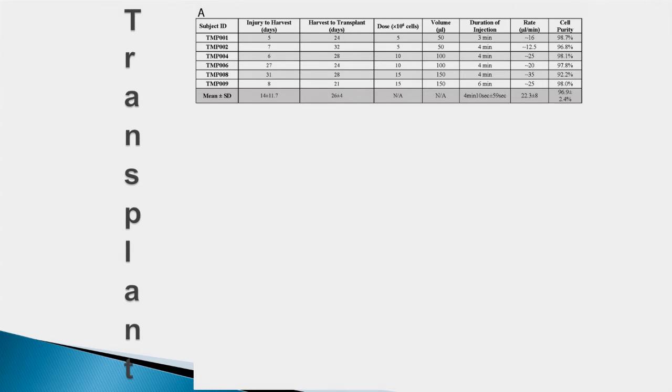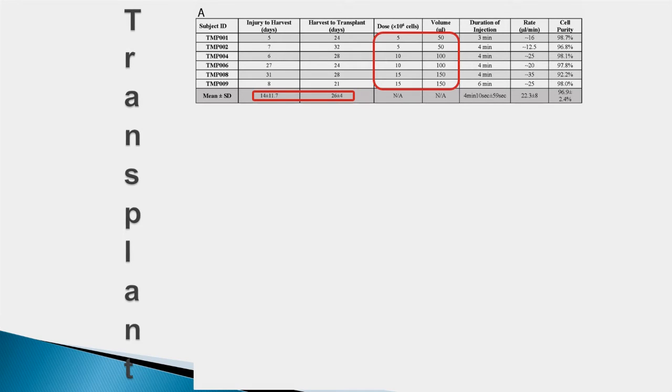So this is information about the transplant and about the cells. This table up here shows for each individual the number of days from their spinal cord injury to their nerve harvest, and the number of days from the nerve harvest to the transplant. And you can see the average number of days between spinal cord injury and nerve harvest was 14. And the average number of days between nerve harvest and transplant was 26.